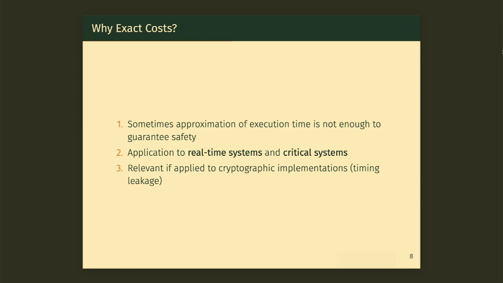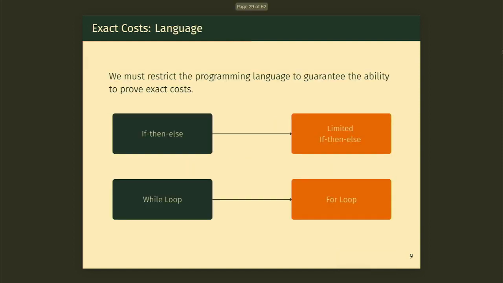So, with this goal in mind, we started by doing some adaptations to our language. The first problem we had was with the if then else, because since we can't statically know which of the branches is going to be executed, we can't estimate the exact cost of executing. So we limited our if then else by restricting it so that both branches have the exact same cost of execution, therefore fixing our problem with the if then else.